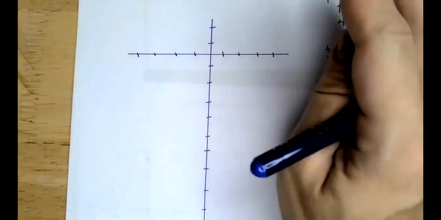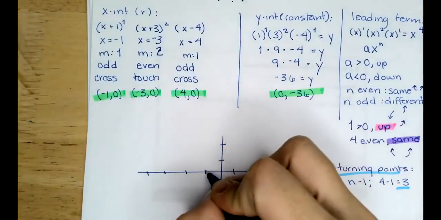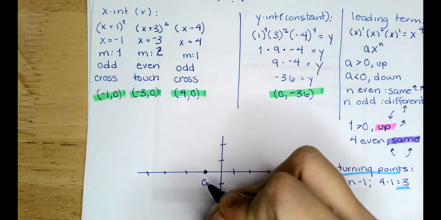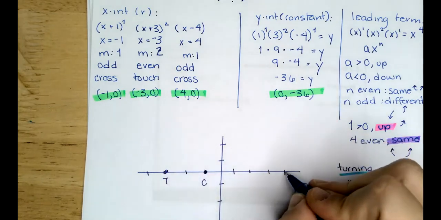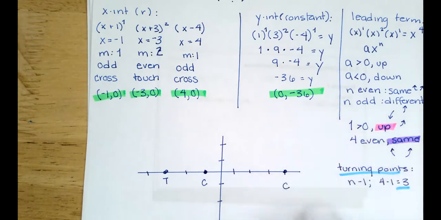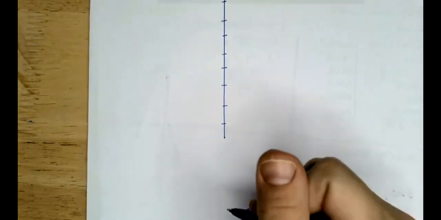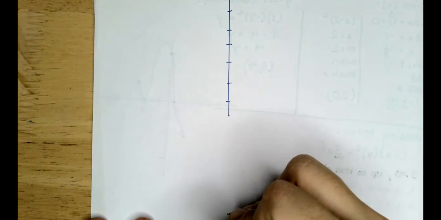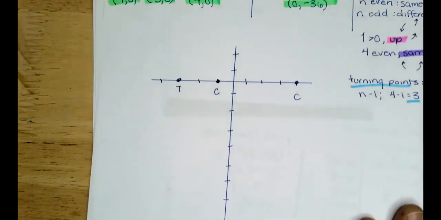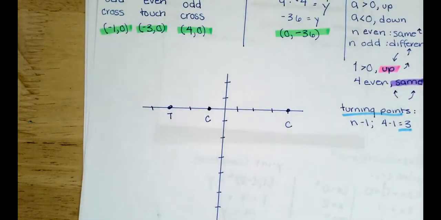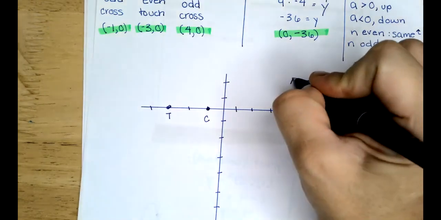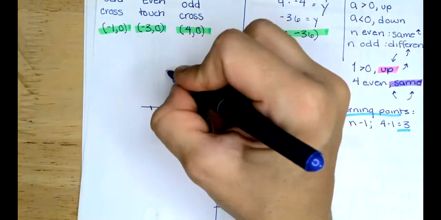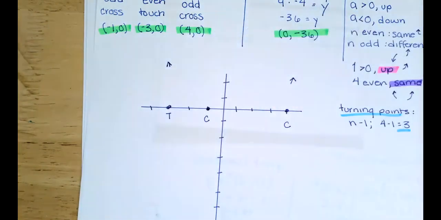All right, so we have a negative 1, 0, and it's going to cross. Negative 3, it's going to touch. 4, it's going to cross. Negative 36, I'm just going to call it way down here. Okay. And it's going up in the same direction. So I'm going to be going up here, and I'm going to be going up here.